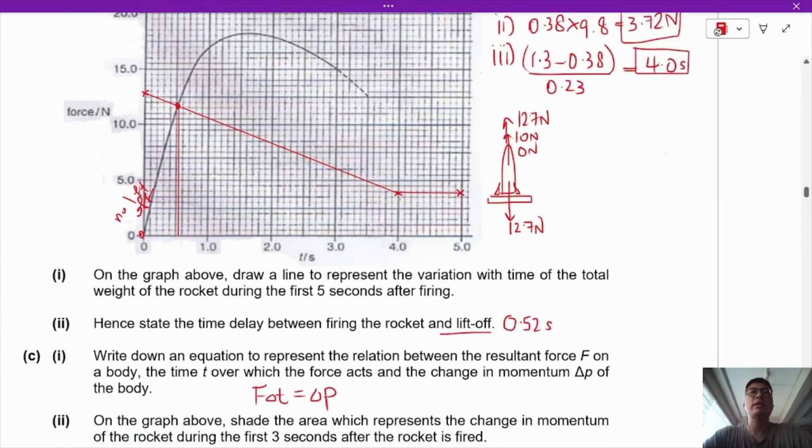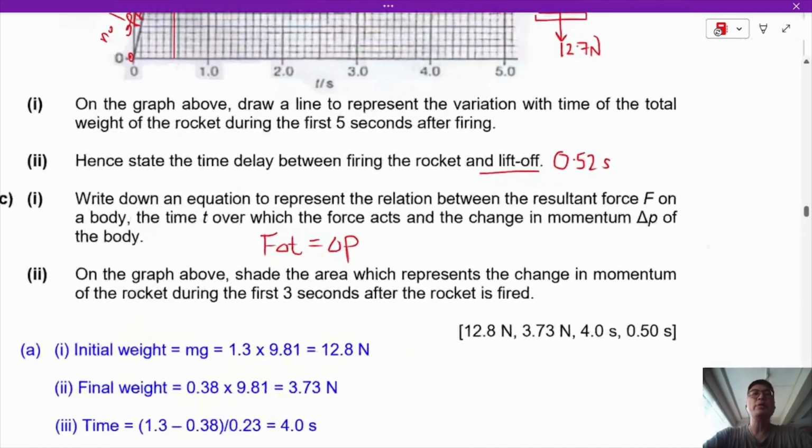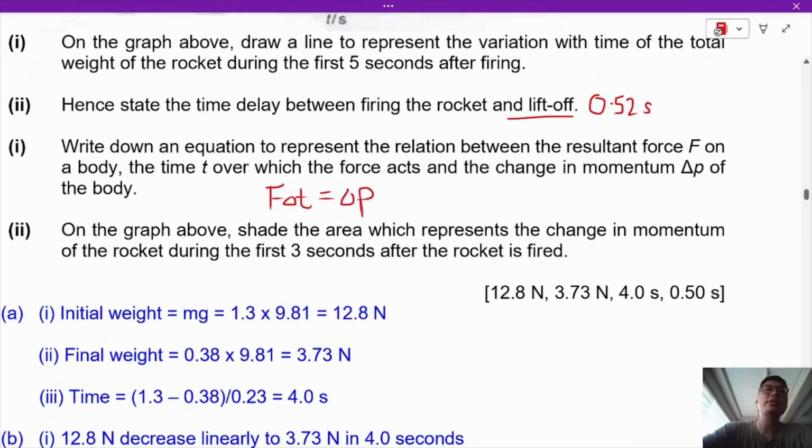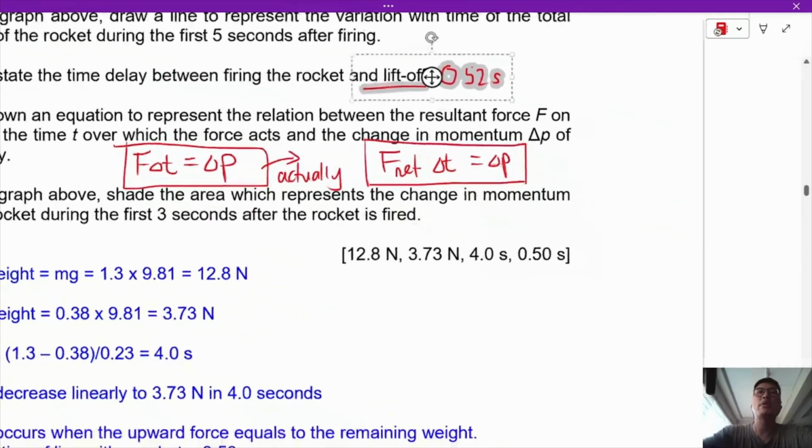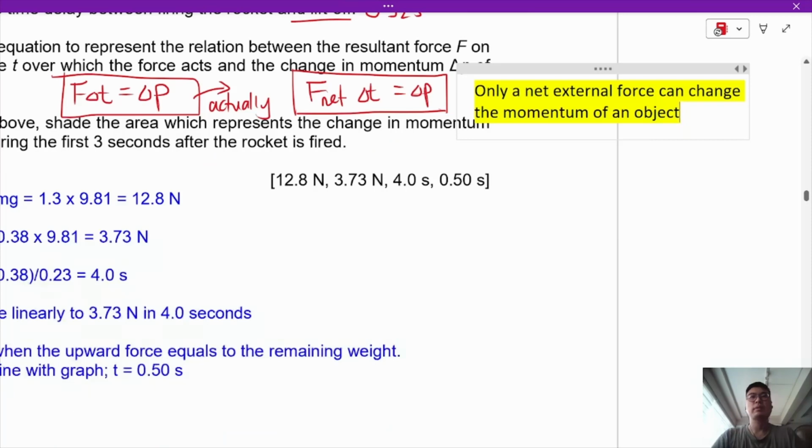Now, one thing that we need to understand about this equation is that F is the net force. So the equation is actually F net delta T equals delta P, because only a net force can change the momentum of an object. Right, so only a net external force can change the momentum of an object.